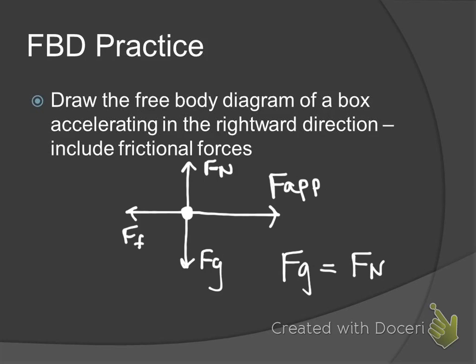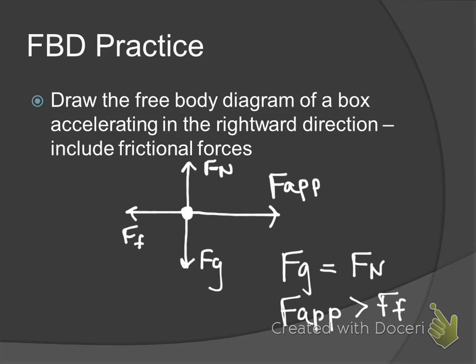And the reason for that is because it's not accelerating in the upward direction. Vertically it's at rest. Vertically it's not moving up or down, which means the normal force and the gravitational force must equal each other. Okay, does that make sense? So in our picture, our applied force is greater than our frictional force, and our gravitational force is equal to our normal force.